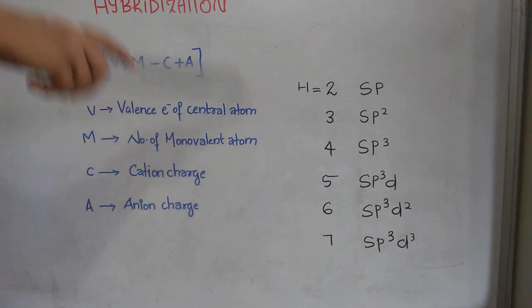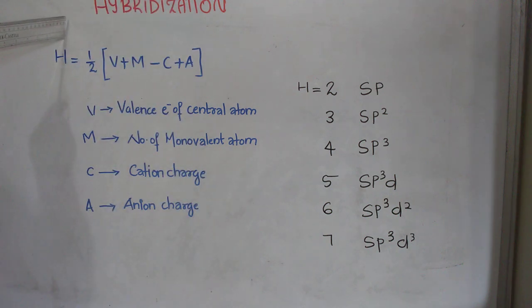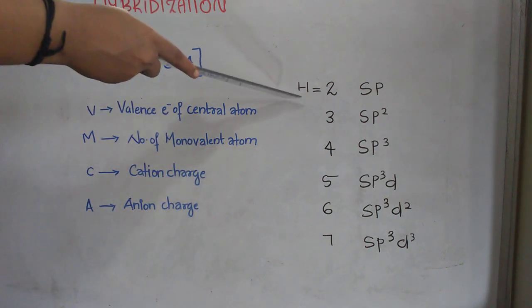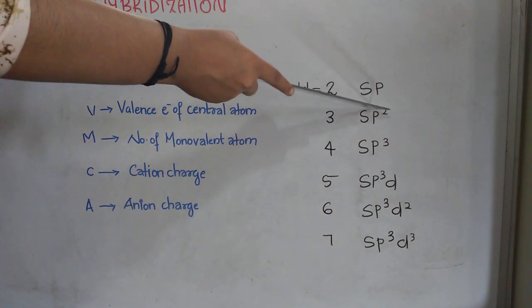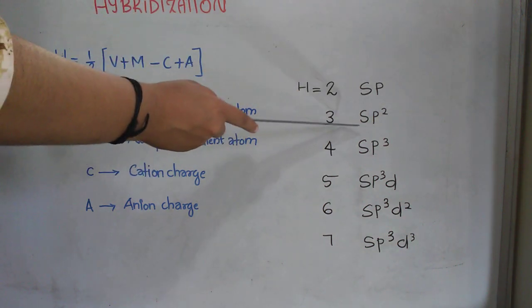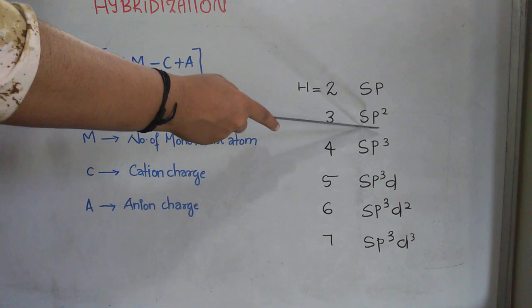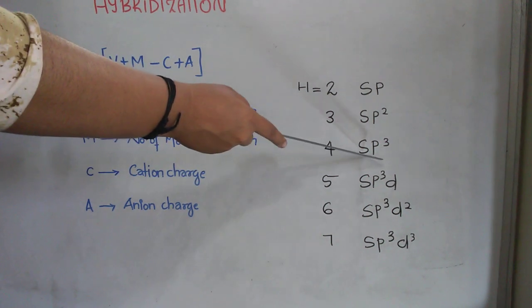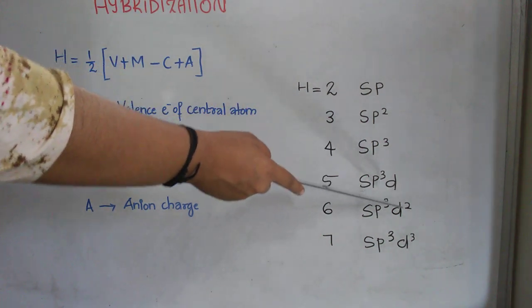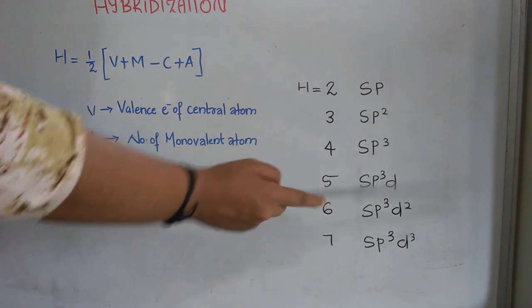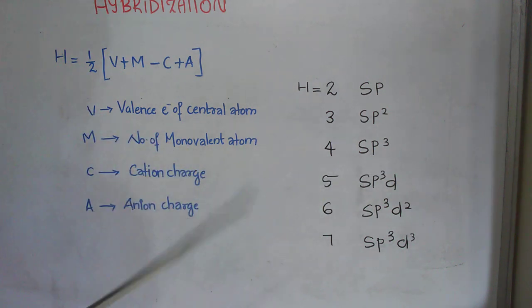Now we will get a resulting number, which is H is equal to some number. If H is equal to 2, our hybridization will be sp. If H is equal to 3, our hybridization will be sp2. 4, it will be sp3. 5, it will be sp3d. 6, it will be sp3d2. 7, it will be sp3d3.